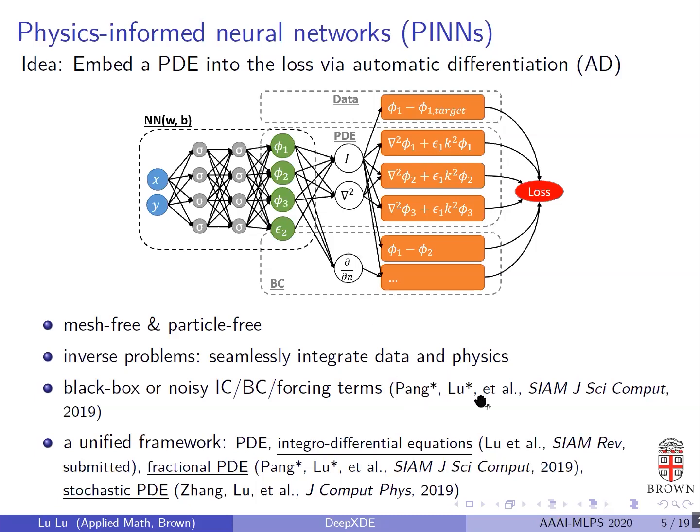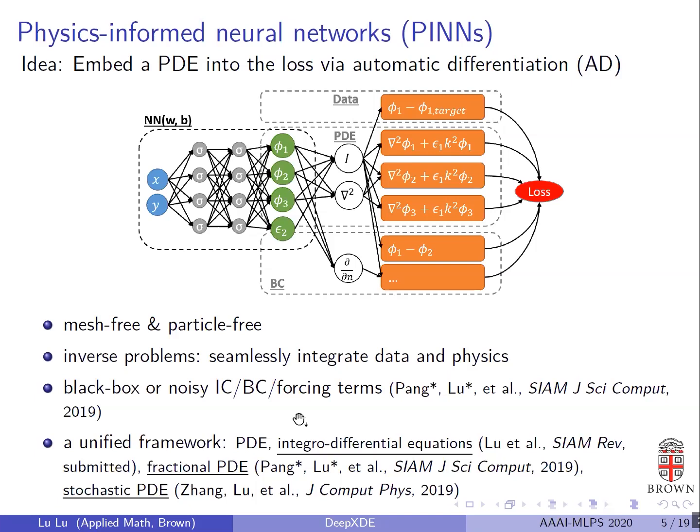And also in this paper, we show that by using some techniques in deep learning, this framework can be easily used to handle PDEs with black box boundary conditions, initial conditions, or black box forcing terms. Or even when the initial condition or boundary condition has very large noise. We demonstrate that we can handle up to 20% noise on these terms. So it's very robust to noise.